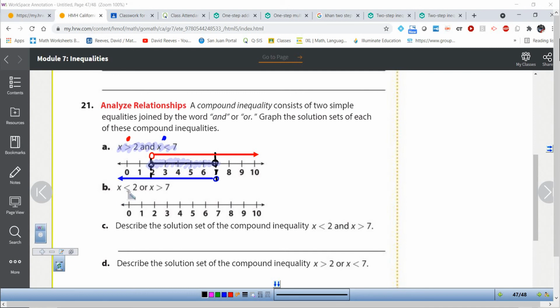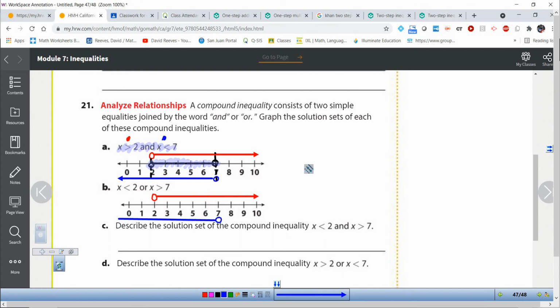All right, x is less than 2 or x is greater than 7. So I'm just going to actually repeat what I just did. X is greater than 2. I'm going to put an open circle on 2. Let me get my arrow back here if I could. So that one's going to start at 2 again. That is all the places where x is greater than 2. And then I want to know where x is less than 7. And that one's going to go that way.